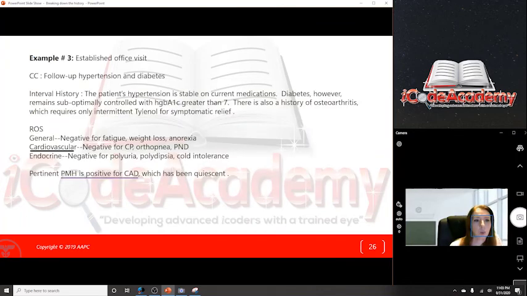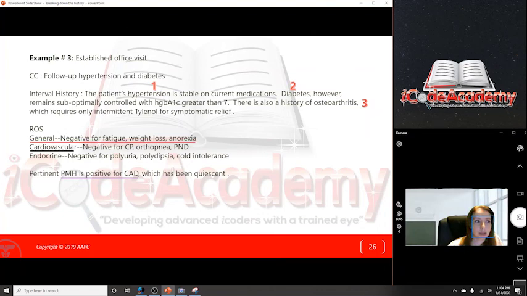So let's take a look at what that would look like. So here we have an established patient coming in for a follow-up on their diabetes and their hypertension. Here we can see we have documentation of the hypertension, the diabetes, as well as osteoarthritis. So right there we have 1, 2, 3 inactive or chronic conditions. So this is going to allow us to justify an extended HPI.